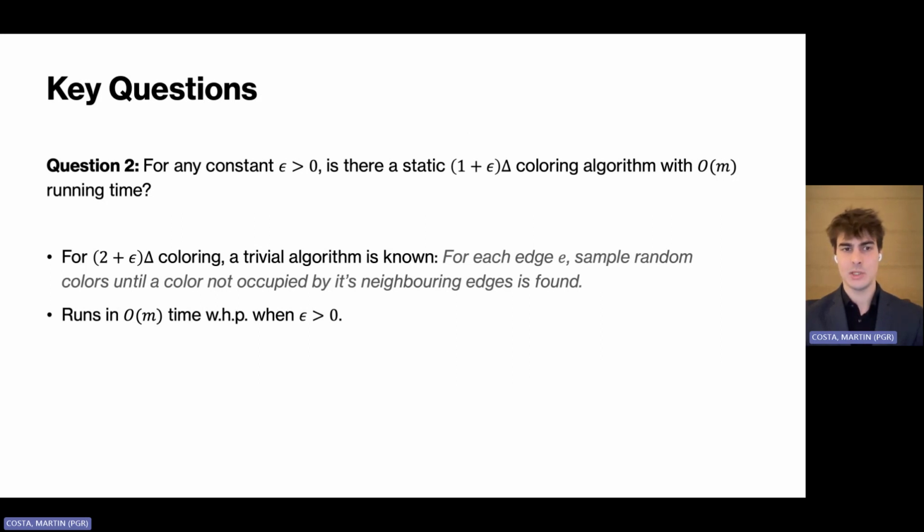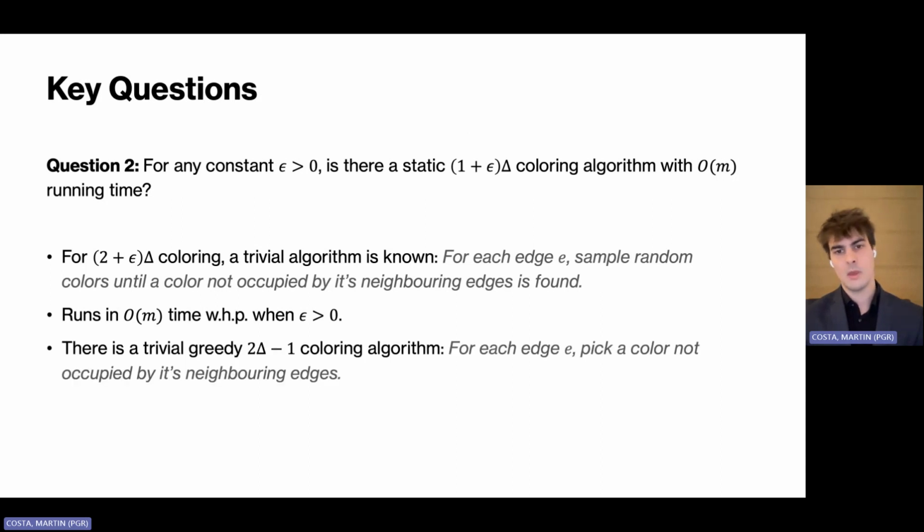If we care about even just getting a 2 delta coloring, which corresponds to the trivial greedy algorithm, where basically we once again scan through the edges in a completely arbitrary order, and every time we look at an edge, we just pick one of the colors that's not currently occupied by its neighbors. And as long as there are 2 delta minus 1 many such colors, this is always possible. It's not even known how to give a linear time implementation of this algorithm.